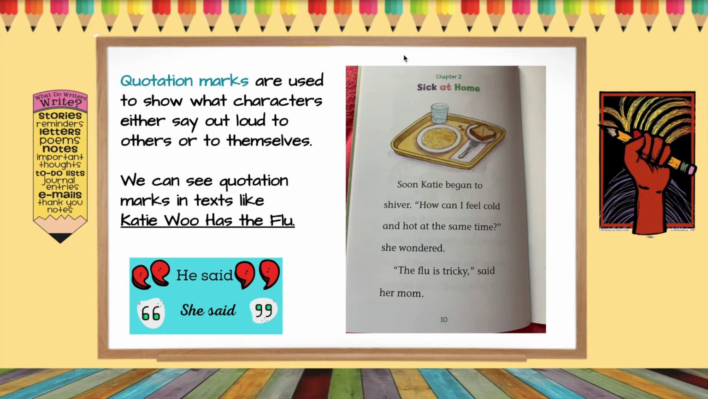So on this page, friends, we can see quotation marks. If we look, I'll use my pointer. We have quotation marks here and here. Whenever we're writing something that a character says, we need to have quotation marks at the beginning and at the end of what they said. So Katie said out of her mouth, how can I feel cold and hot at the same time? And then we use quotation marks to say that that's what she said, and then we add, she wondered.